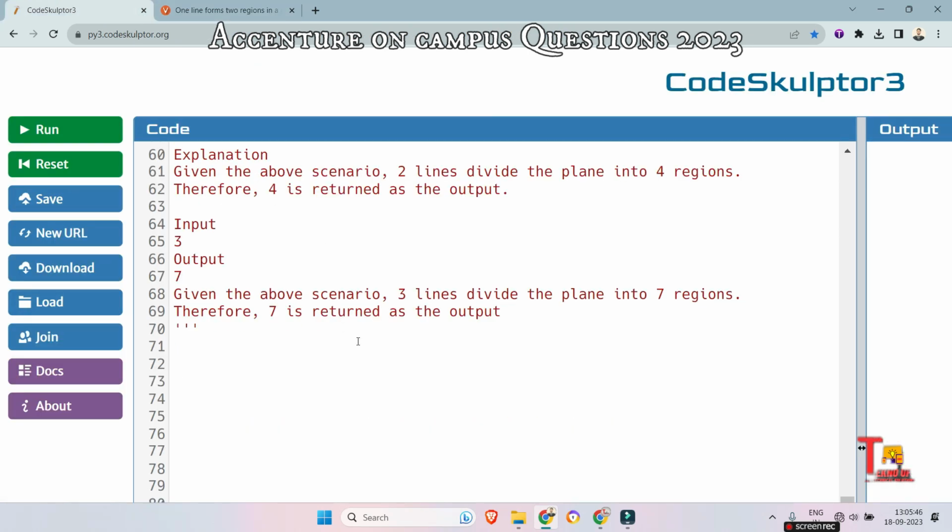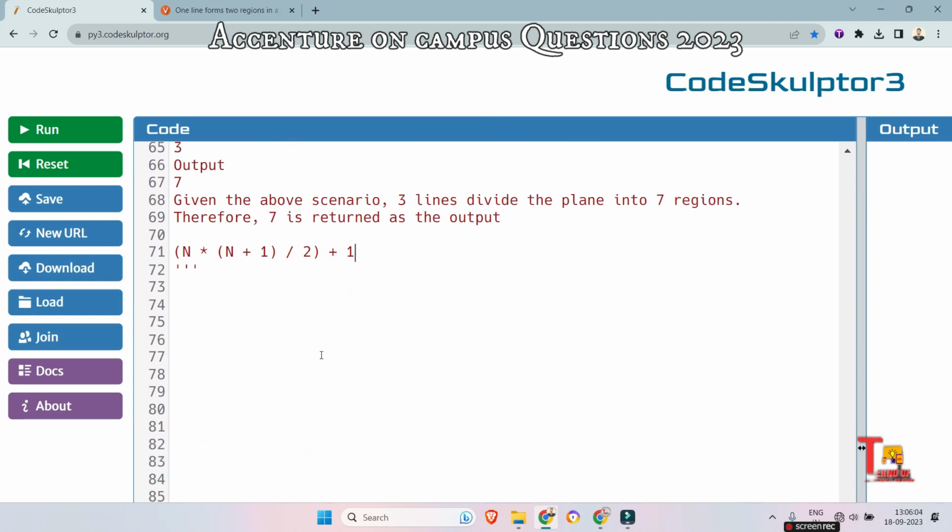Now to solve this problem, you can use a mathematical formula that calculates the maximum number of regions formed by n straight lines. The formula is n times (n plus 1) divided by 2, plus 1. I hope you have got it. If you think you can solve this problem now, please pause the video and try to solve it by yourself. Okay, let's see the solution.